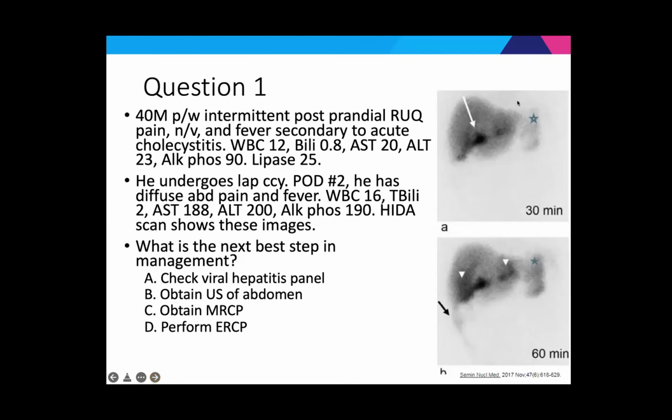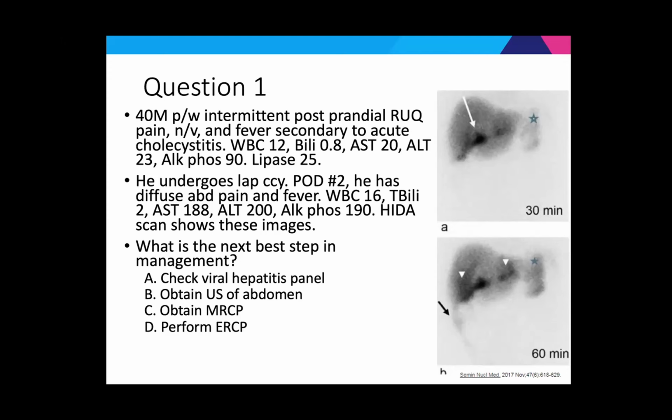So question number 1, this is a 40-year-old presents with intermittent postprandial right upper quadrant pain, nausea, vomiting, fever, secondary to acute cholecystitis. The white blood cell count is 12. LFTs and lipase are normal. He undergoes a laparoscopic cholecystectomy, and on post-op day number 2, he has diffuse abdominal pain and fever. His white blood cell count is 16. Total bilirubin is 2, AST 188, ALT 200, alkaline phosphatase 190.